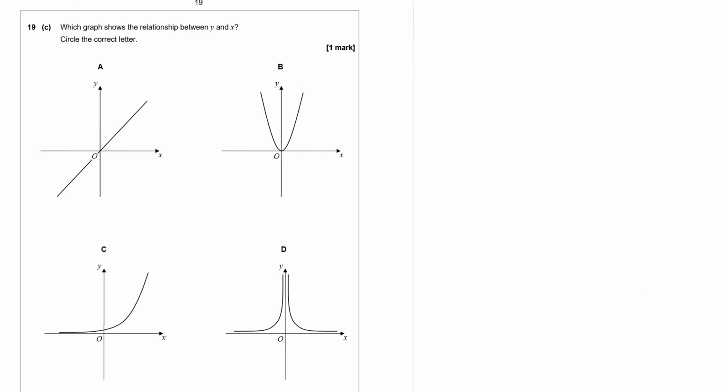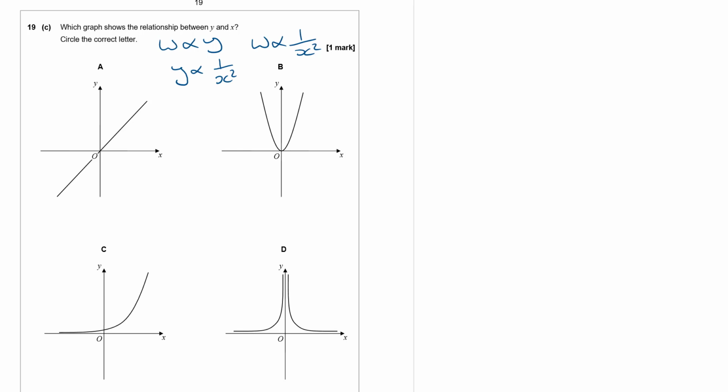Now the last part of the question asks us for the relationship between y and x and asks us to pick the graph that best describes it. Now our relationships we've been given between w and y and w and x. We were told that w was proportional to y, and we've been told that w is proportional to 1 over x squared. So by chaining these together, that means that y must also be proportional to 1 over x squared.